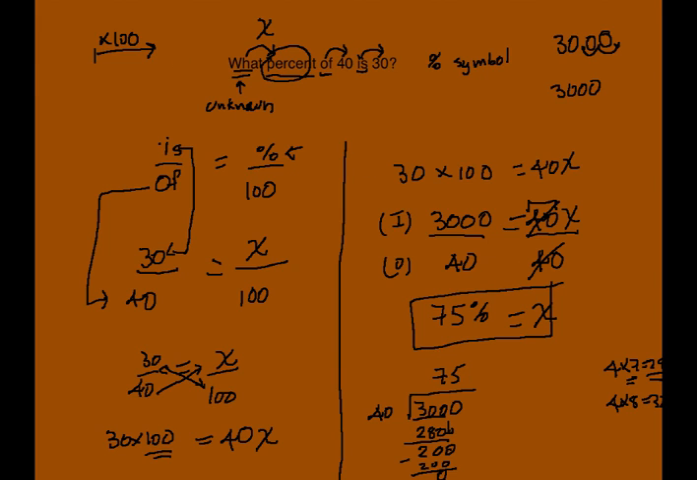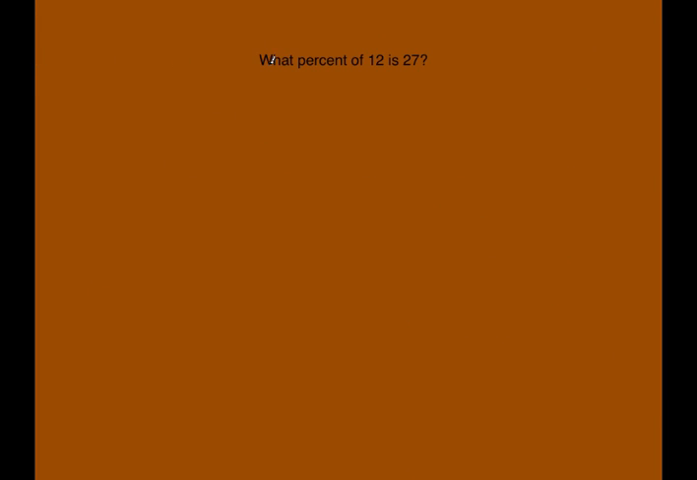Let's do one last example. What percent of 12 is 27? So let's write it down again. Is over of equals percent over 100.